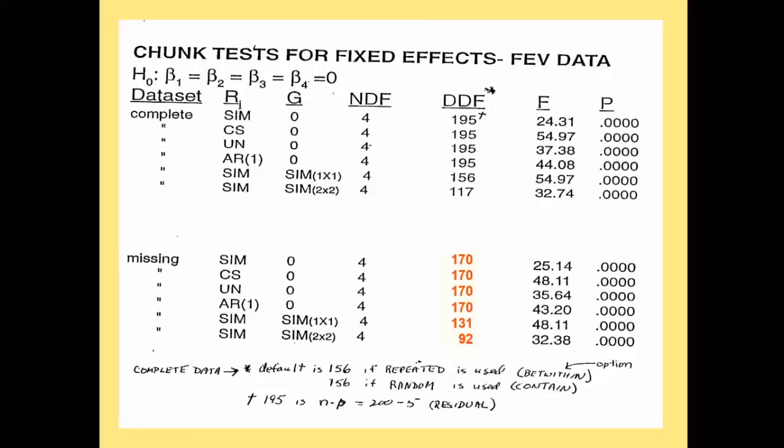Okay. So how do you get 117? Where did that come from? What's the difference between this model and this model? You notice it says 2 by 2 under the column G. It means the G matrix has dimensions 2 by 2. It means how many random effects are in your model?